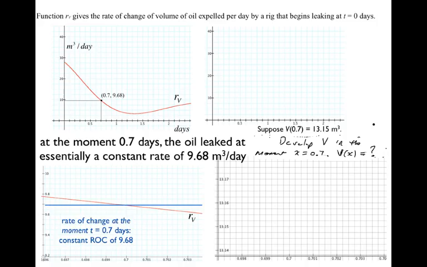You should be developing the function v, which is the accumulation function, in this moment at 0.7. So in other words, v of x equals what? Given the information that we have. So it's a function for all correspondence points of days and amount of oil spilled in this moment around 0.7.